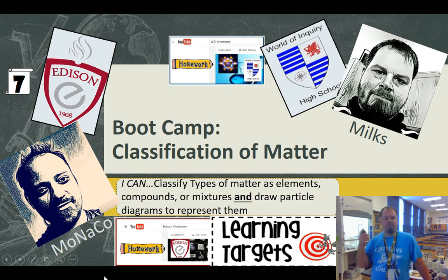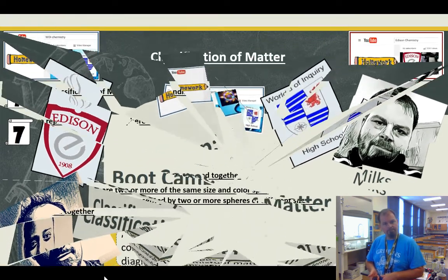Looking ahead, this video is going to be slightly longer than the other ones, but we got some important stuff to get through that's going to help us with things for the rest of the year. When you're done, you will be able to classify types of matter as elements, compounds, or mixtures, and draw particle diagrams that represent them. Okay, let's do it.